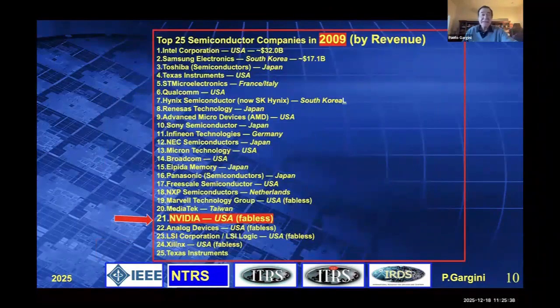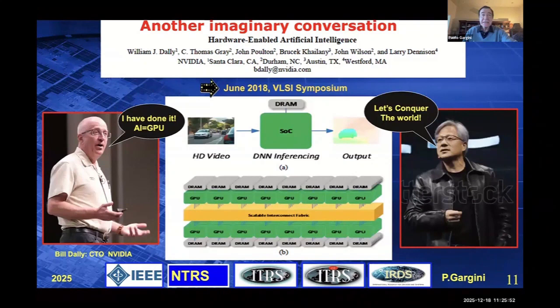So where was NVIDIA at that time? It was number 21. Essentially, it was a $3-4 billion unknown company. However, 10 years go by, and here we come to 2018, the VLSI Symposium. I was in the third row, and Bill is presenting and says that finally he has put it all together, has designed from the ground up the perfect GPU for AI. In the meantime, Jensen had 10 years to learn and prepare. And this was really the beginning of the proliferation of this.